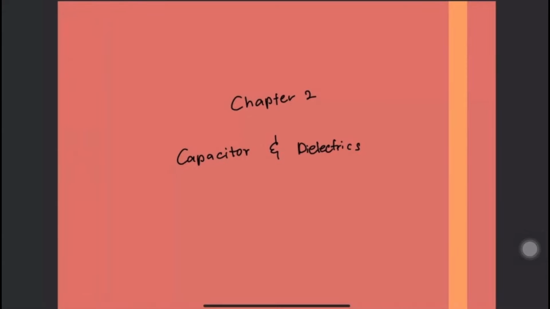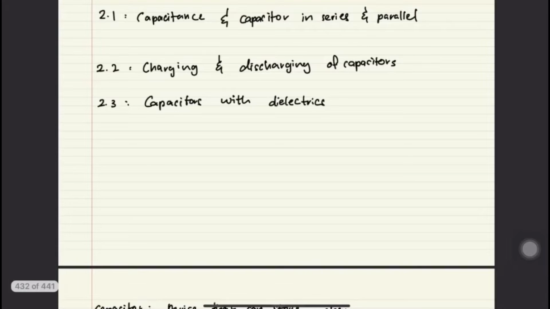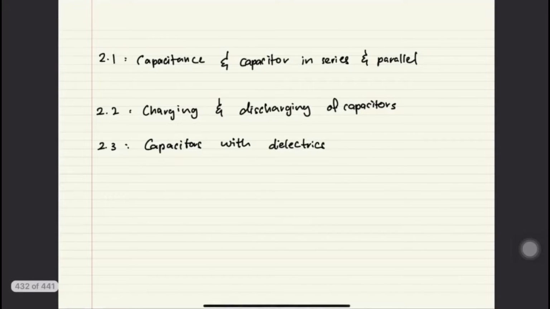So for today, we continue with chapter 2, which is about capacitor and dielectric. You have three main subtopics. Subtopic 1 is about capacitance and capacitor in series and parallel. Subtopic 2 is about charging, discharging, and then capacitor with dielectric for subtopic 3. So today we focus on subtopic 1 first, capacitors in series and parallel. Most of the calculation comes from here as well.